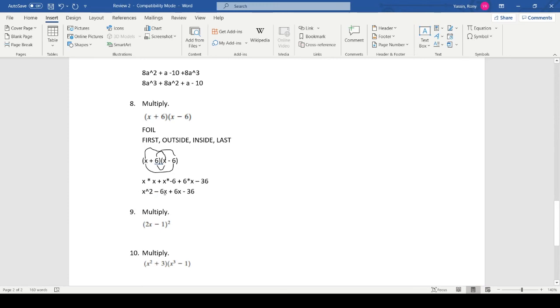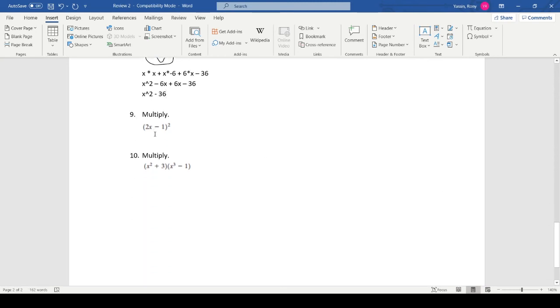Okay, so you're not done here. You have terms you can combine. So x squared minus 6x plus 6x. So these combine to make just 0x. So this is plus 0, or you can just leave out the 0, which is fine. And then minus 36. Okay, and this would be your final answer. So x squared minus 36.